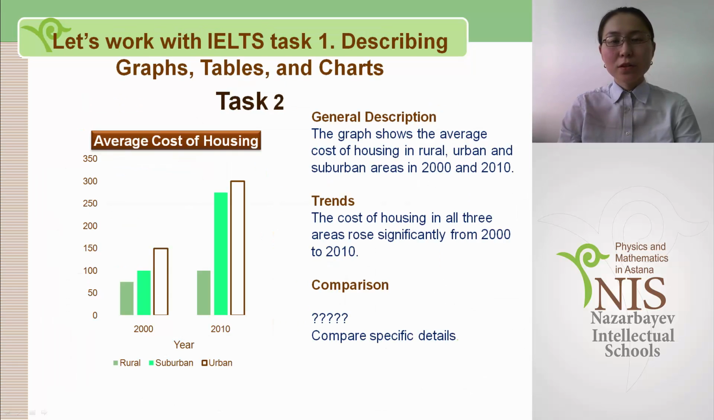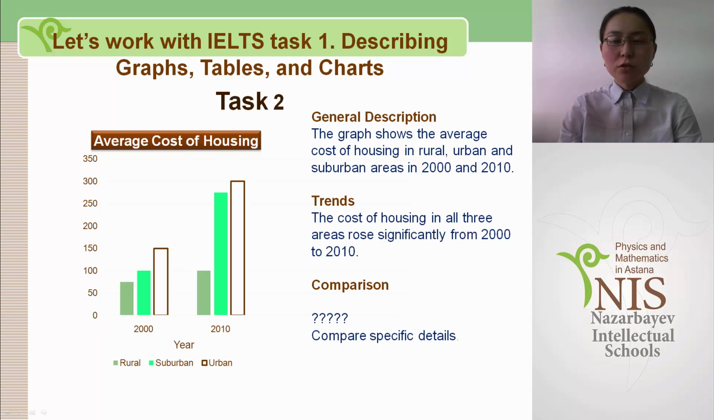Okay, today we are going to talk about different IELTS Task 1s. We are going to describe graphs, tables and charts that are used for comparison and contrast, and we are going to develop our comparison and contrast vocabulary. Let's look at the first diagram. What is this? Very good. This is a bar chart.